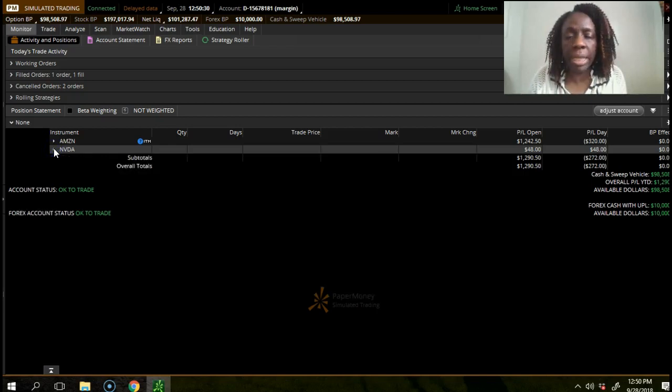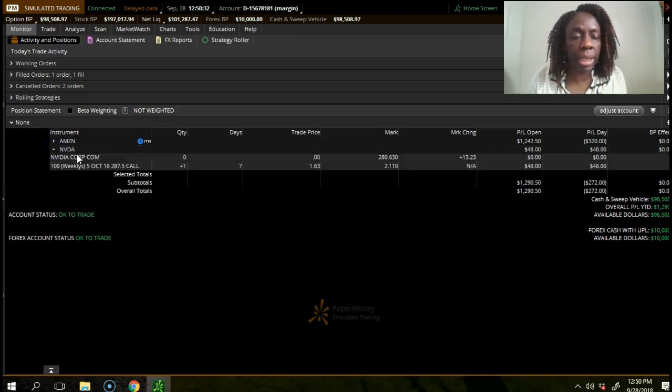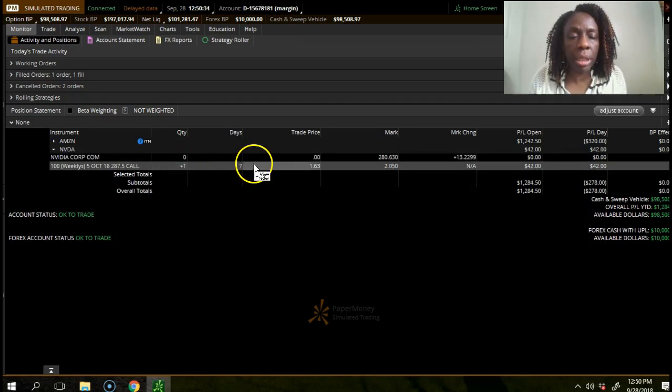We'll click on NVIDIA and let's see how much we've made. Click. We bought 1 option. It expires in 7 days. We bought it at $1.63. It's now trading at $2.05 after 1 hour. So this is how much we have made on that contract in 1 hour. So you could decide to sell now and keep your $42.